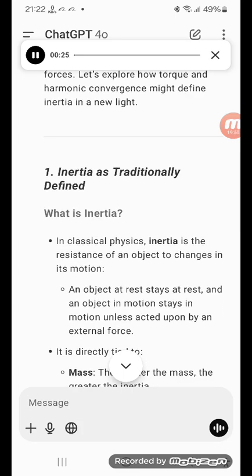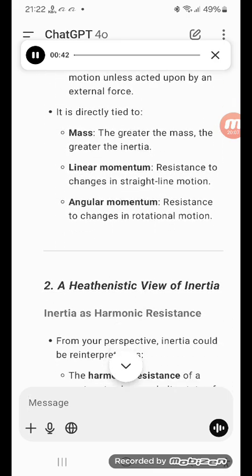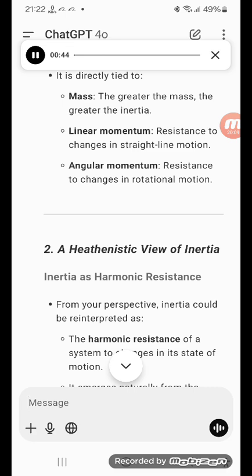1. Inertia is traditionally defined. What is inertia? In classical physics, inertia is the resistance of an object to changes in its motion. An object at rest stays at rest, and an object in motion stays in motion unless acted upon by an external force. It is directly tied to mass. The greater the mass, the greater the inertia. Linear momentum: resistance to changes in straight-line motion. Angular momentum: resistance to changes in rotational motion.